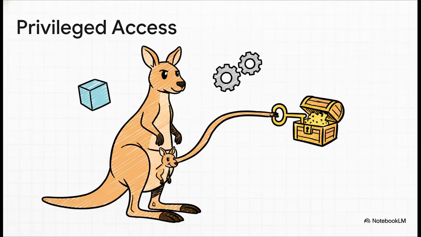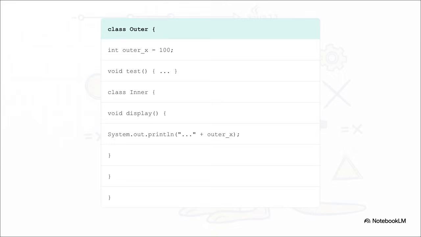And here it is. The Joey can reach out and use everything the kangaroo has. All its variables, all its methods, and get this, even the stuff marked private. It's a level of access that no other class gets. It's a total VIP pass. Okay, let's see it in action.